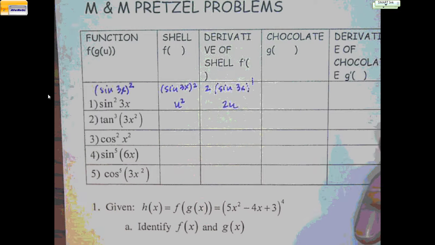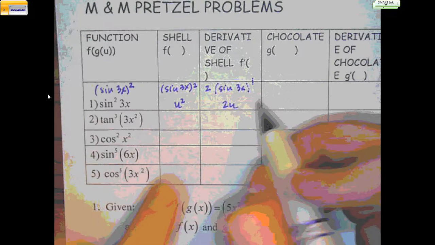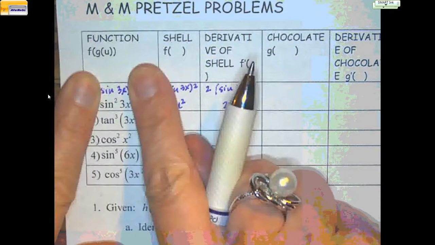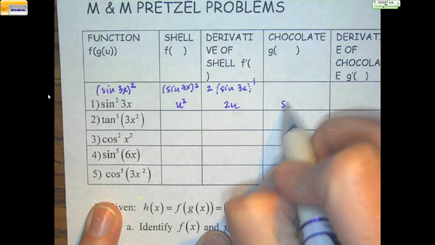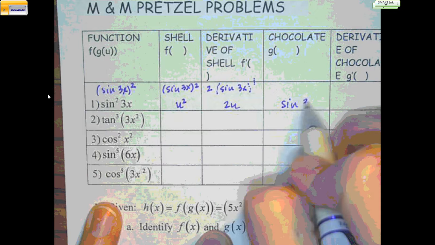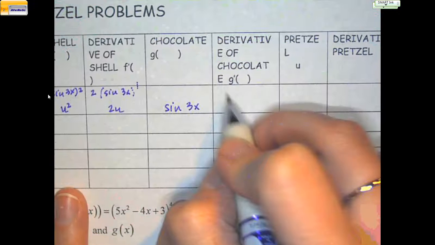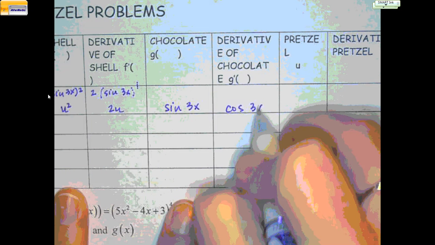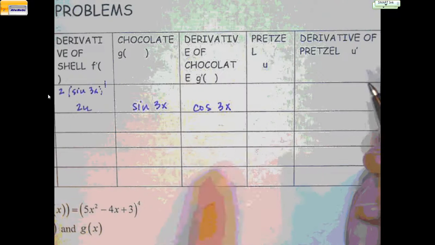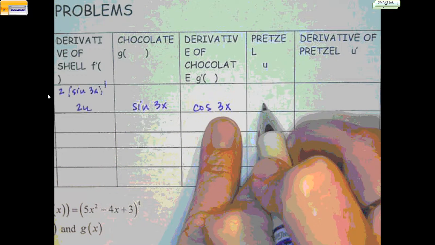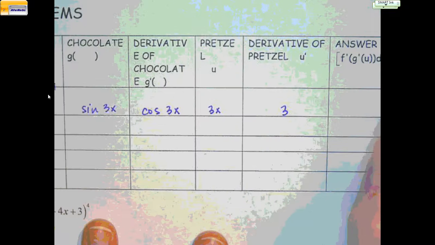Now we're at the chocolate, we're at the middle function. After we take the derivative of this outermost function, what are we left with? Sine of 3x. So let's dissolve the chocolate. Let's find the derivative of sine, which is cosine. Leave the 3x alone for now. And now we've got another function, the pretzel, which is 3x. And the derivative of that is 3.